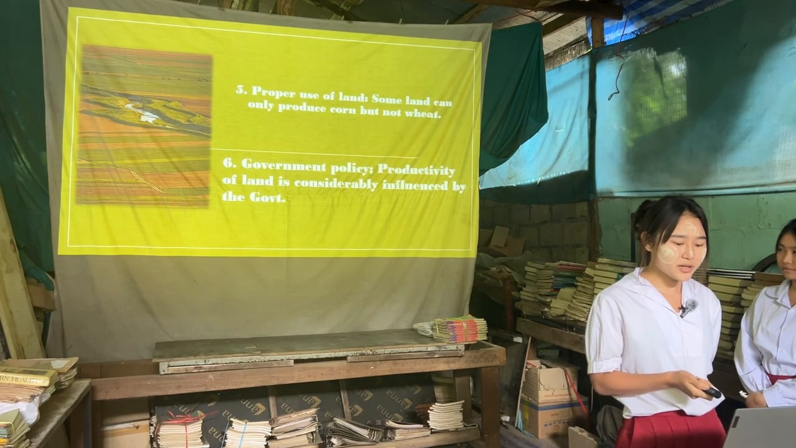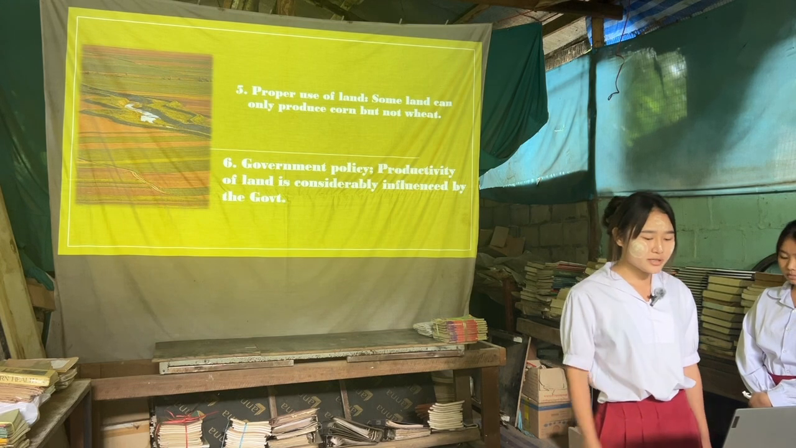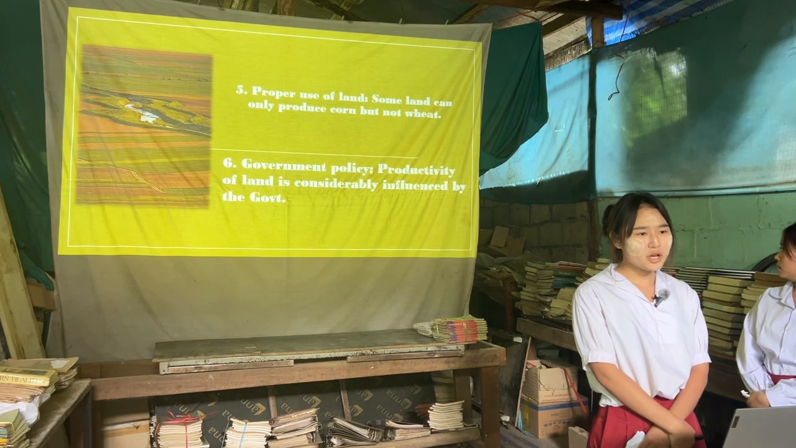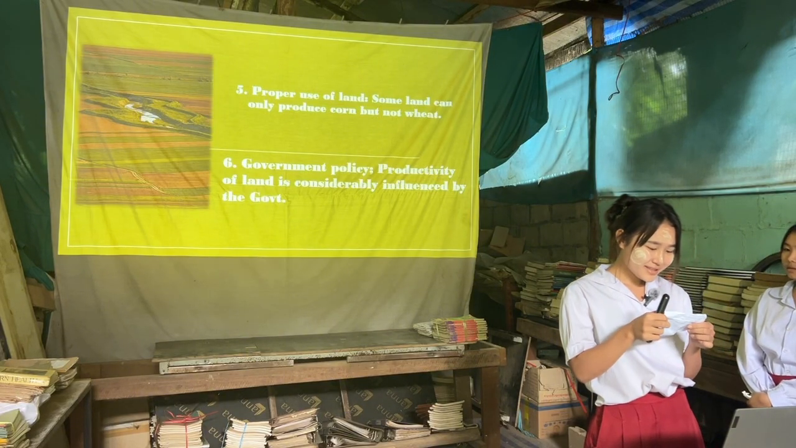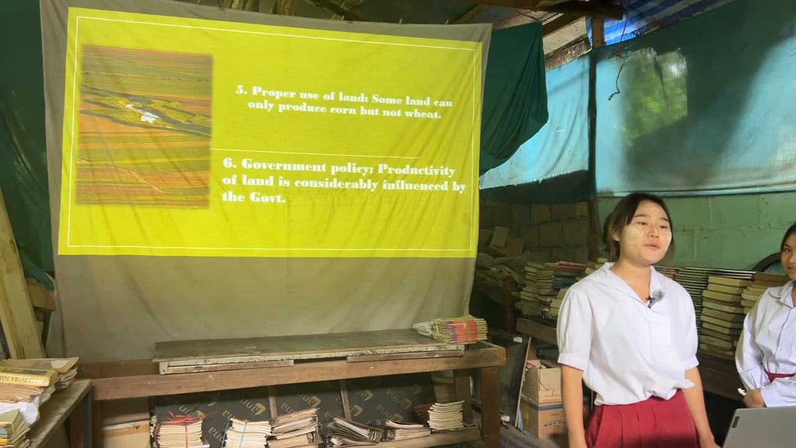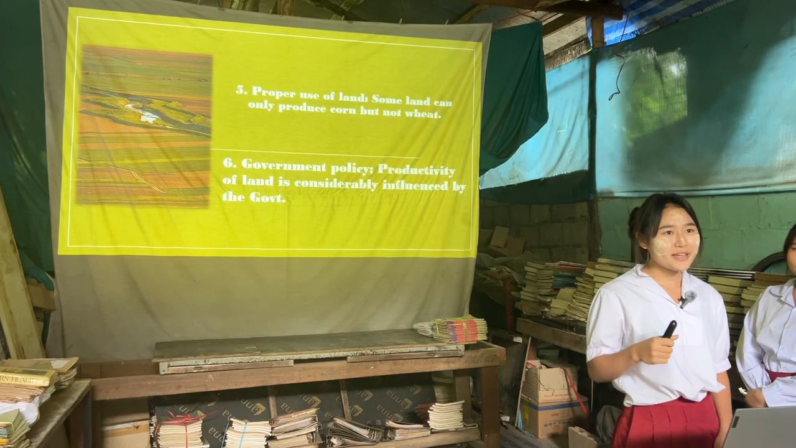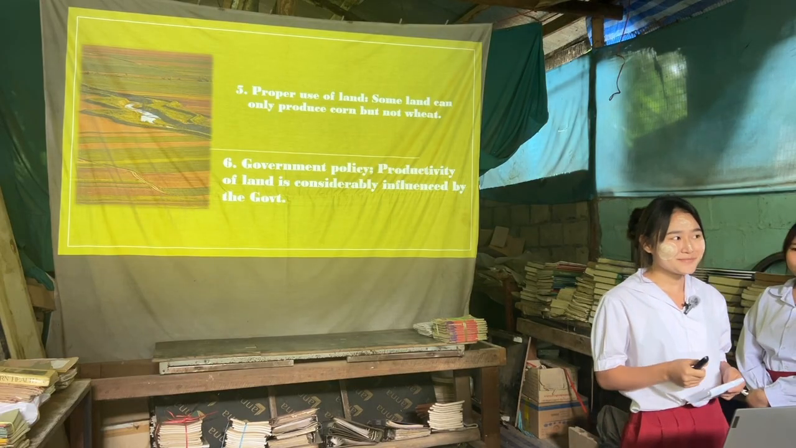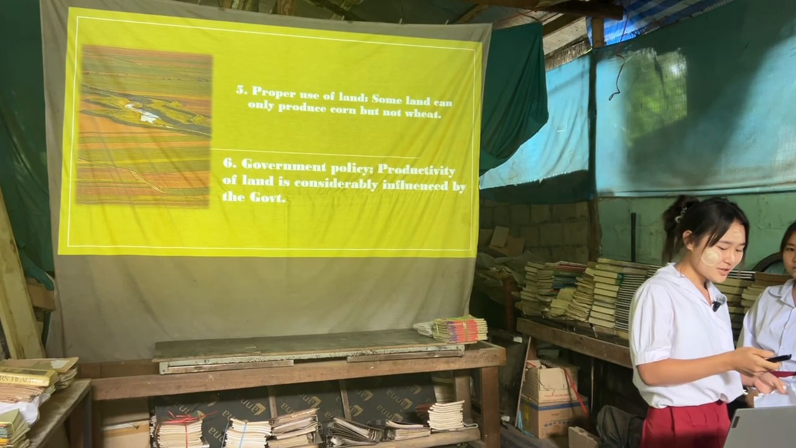The last one is government policies. Productivity of land is considerably influenced by the government. If the government adopts proper agriculture policy and provides required assistance to farmers, productivity will increase. Thank you.